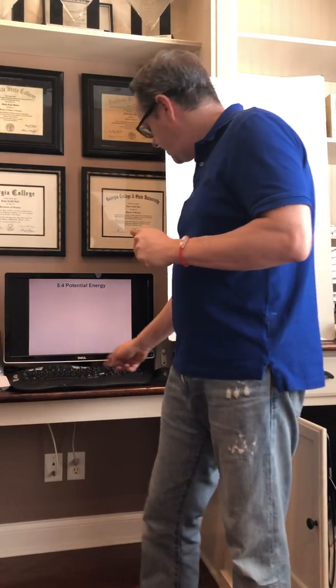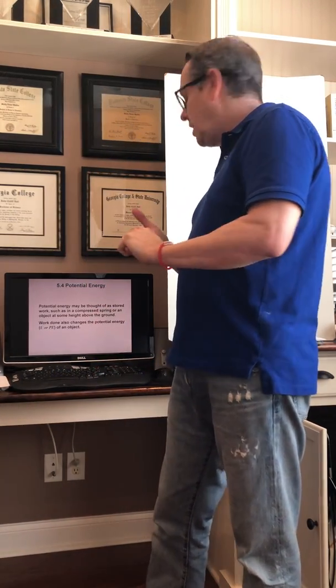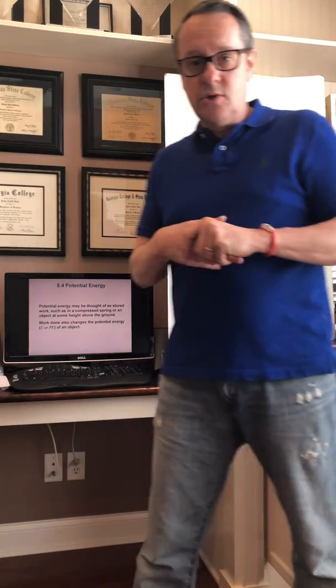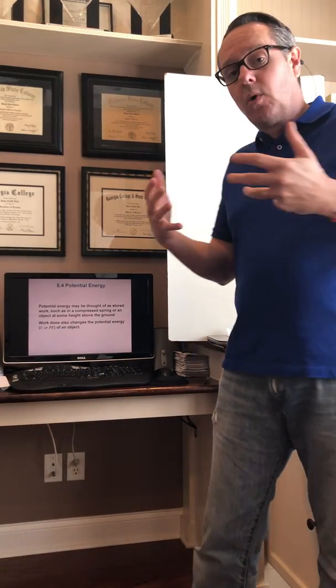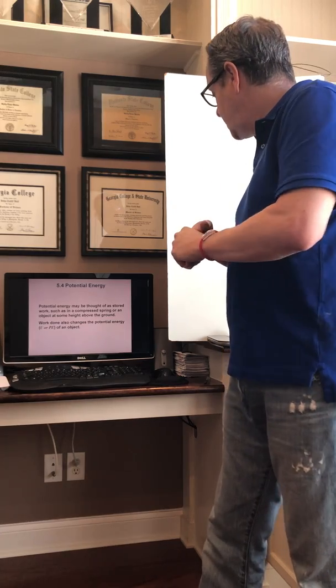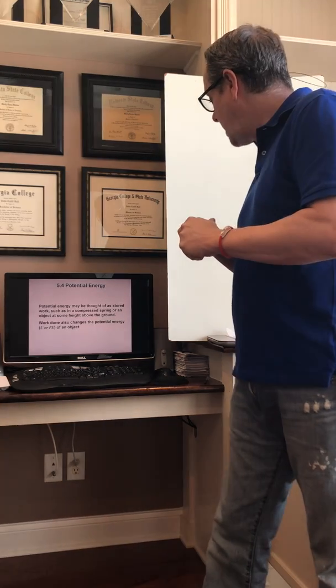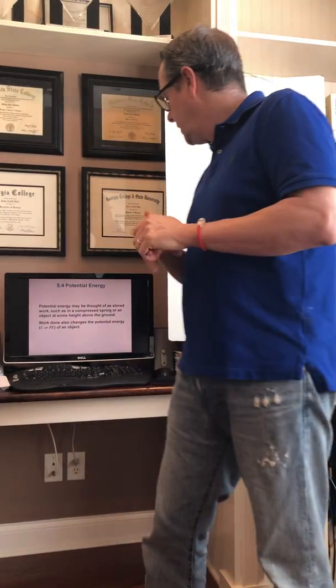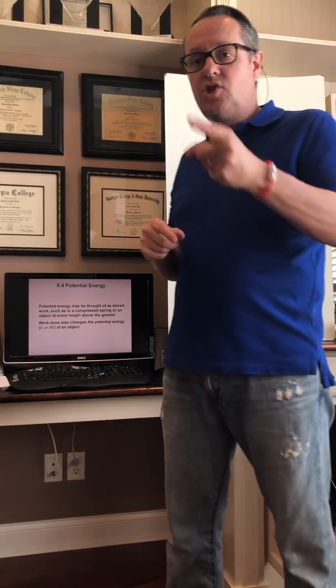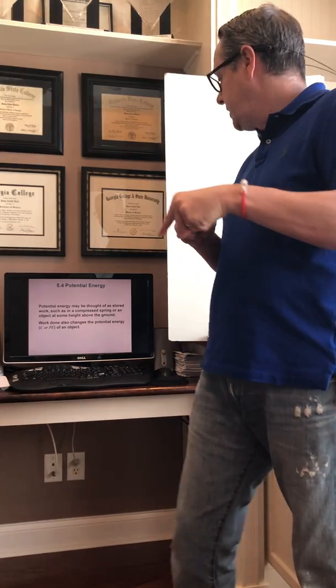So potential energy, it says in the notes, may be thought of as stored energy or stored work, such as in a compressed spring or maybe a stretched spring, or an object at some height above the ground. So that's two types of potential energy: that stored in a compressed or stretched object, and the potential energy stored in an object that is some height above the ground. Work also changes the potential energy of an object.